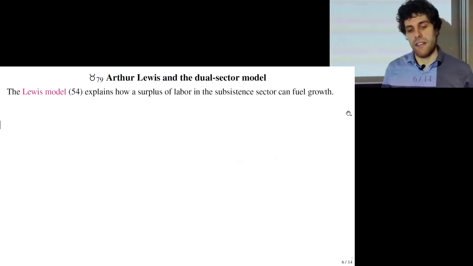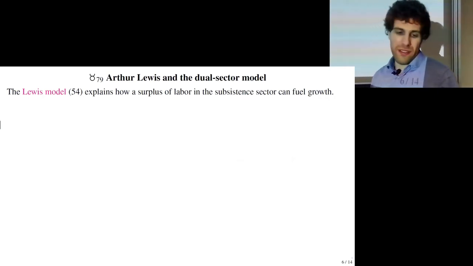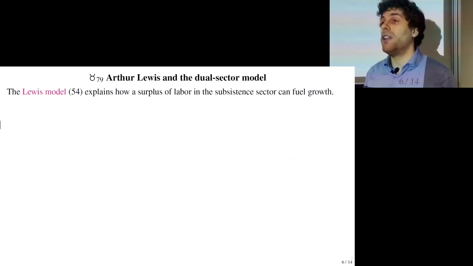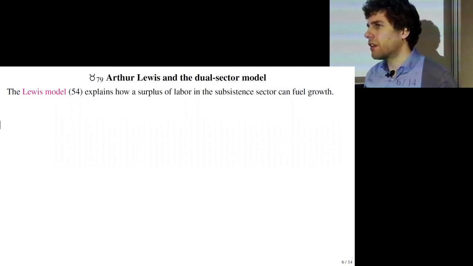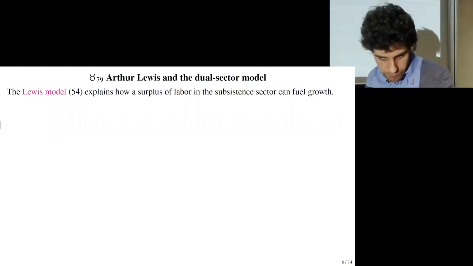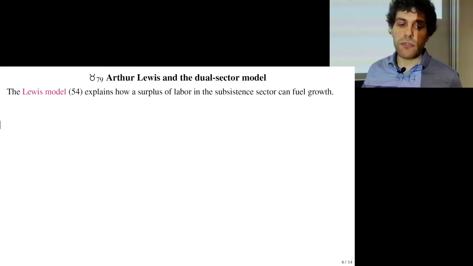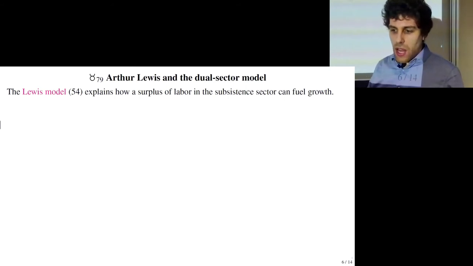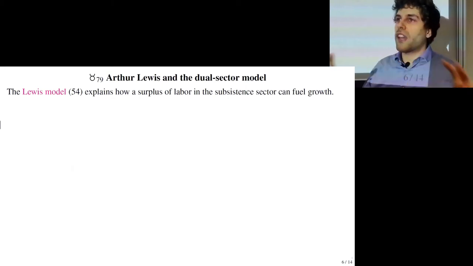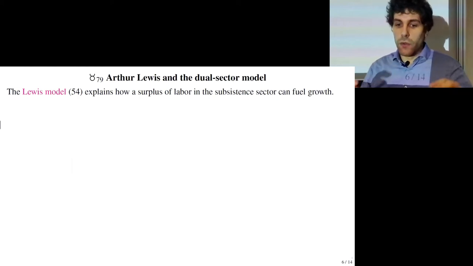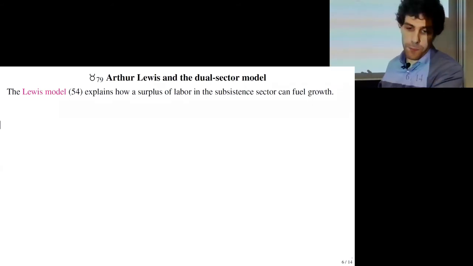The most famous one is by Arthur Lewis. He won a Nobel Prize, the first Nobel Prize in development economics, and also the only Black Nobel Prize in economics. He comes from Barbados, I think, from the Antilles. He is famous for his model that features two sectors in the society: the subsistence agricultural sector and the industrial urban sector.